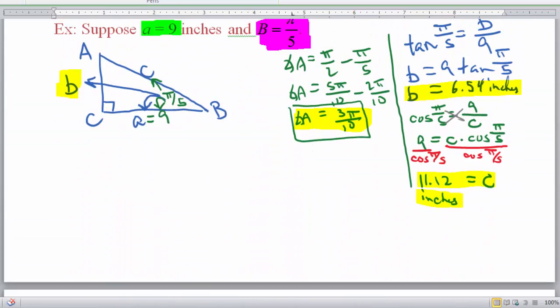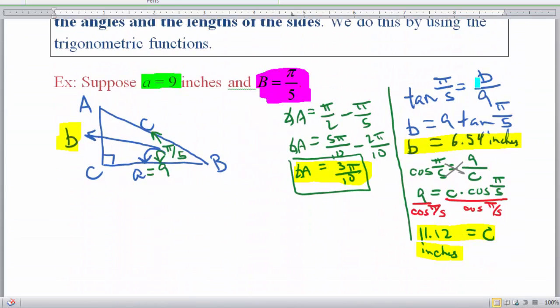And then the other one that we did, over here, our unknown was in the numerator. So when our unknown is in the numerator, what do we end up doing? We end up multiplying by the trig function. So if you want to memorize that, you can. If the unknown's in the numerator, you're multiplying by the trig function. If the unknown is in the denominator, you're dividing by the trig function. That can just save you a little bit of time if you get confused in these solving triangle problems.